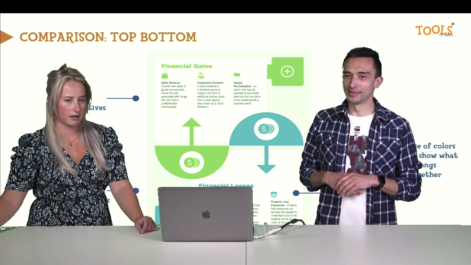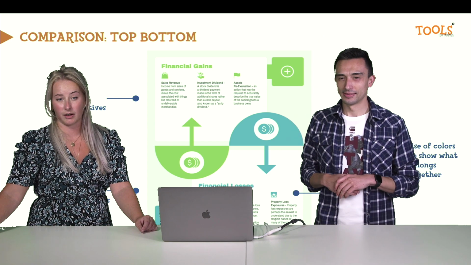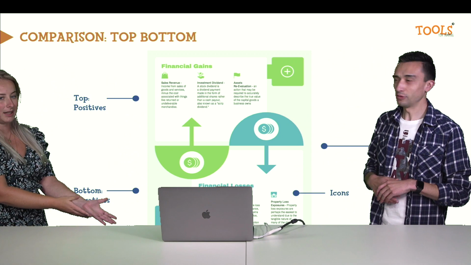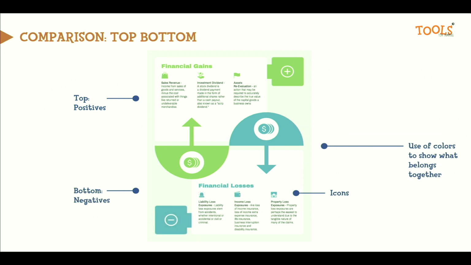So a different example of a comparison infographic, you have the top and the bottom. So it works the same way as the side by side, but the only difference is that one thing is at the top and the other one is at the bottom. Yeah, and most of the time they put the positive things on the top and the negative things on the bottom. And you can see that they again used colors to address the differences between the two topics.